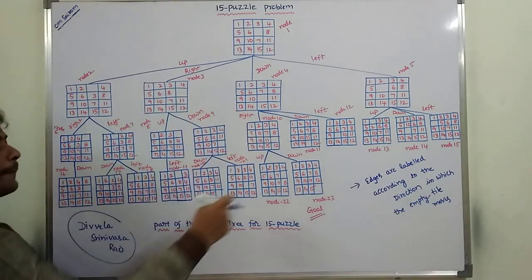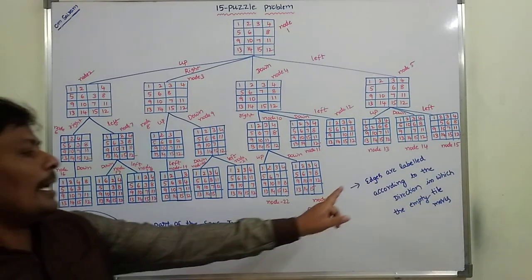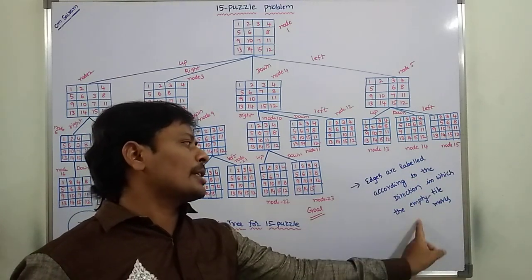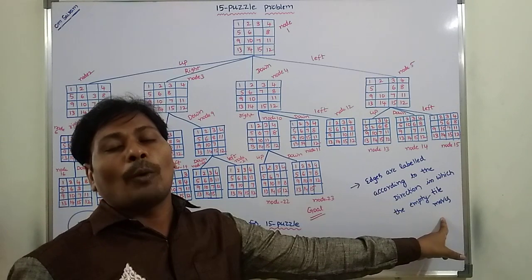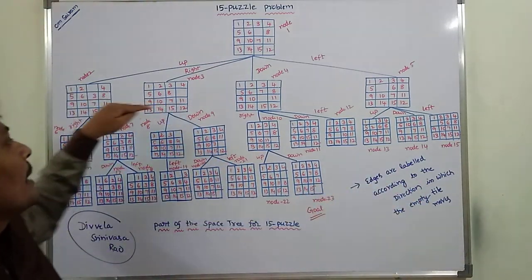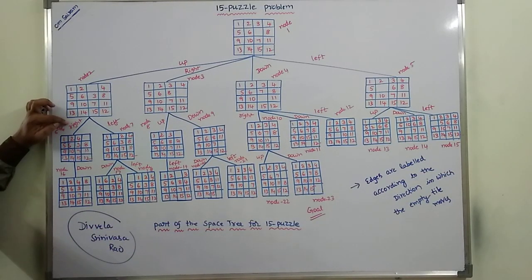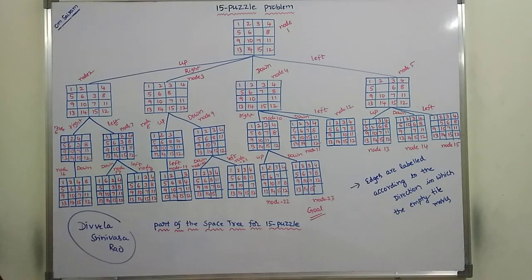This is only a part of the state space tree for the 15 puzzle. Here, edges are labeled according to the direction in which the empty tile moves. Based on the empty tile move, what directions are possible? Based on the directions, we write the edges. On the edges, the direction in which we have to move the empty tile can be shown.